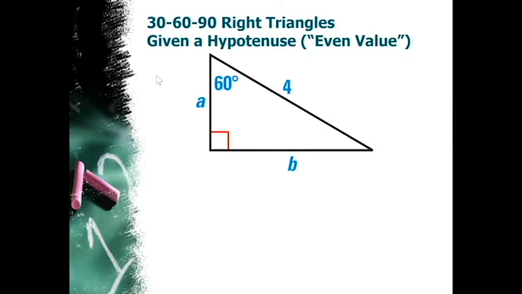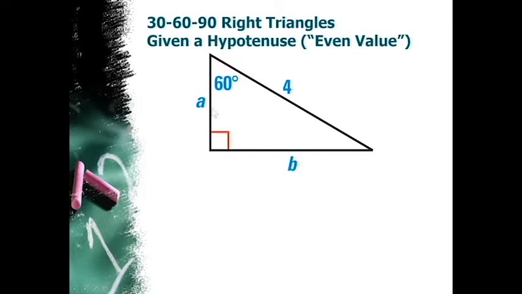In this example, we have a little bit different situation. We have a hypotenuse value of 4, so we're starting off with a hypotenuse. Our goal is to find the short leg and the long leg of that 30, 60, 90 triangle. Again, we know this is a 30, 60, 90 triangle because we have a right angle here, a 60-degree angle here, and the only other possible angle is a 30 down in this corner because these have to add up to 180 degrees.